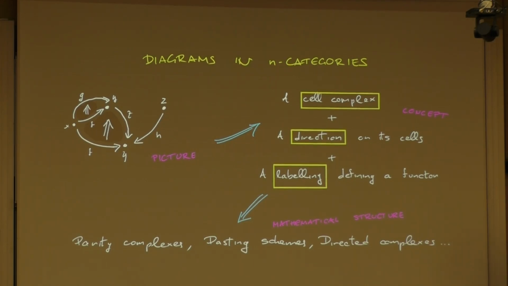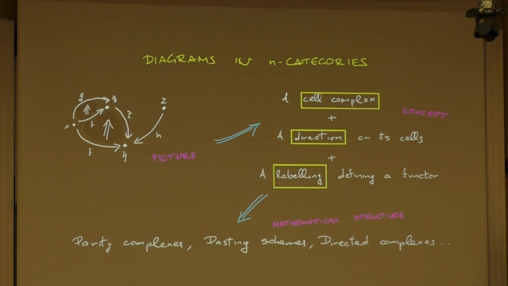So what is a diagram in an n-category? Well, this is one of those concepts that live at different levels of formality at the same time. First of all, for example, with two-dimensional diagrams, we think of some kind of picture which may look like this. This could be something that lives in any 2-category. So this is the intuition that we're trying to capture.